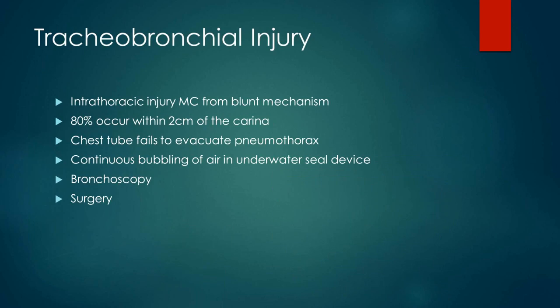Tracheobronchial injuries. This is most commonly caused by some type of blunt mechanism, usually within about 2 centimeters of the carina. You'll know it's this when the chest tube fails to evacuate the pneumothorax, and you get continuous bubbling of the air in the water seal device. This requires bronchoscopy to diagnose and surgery to fix.